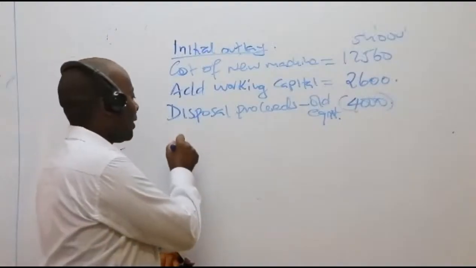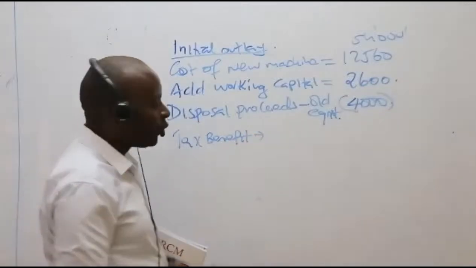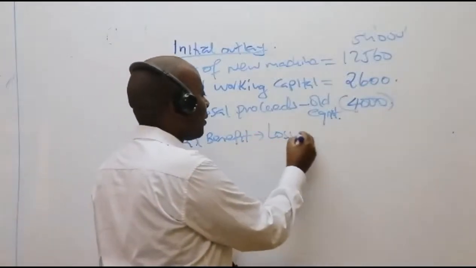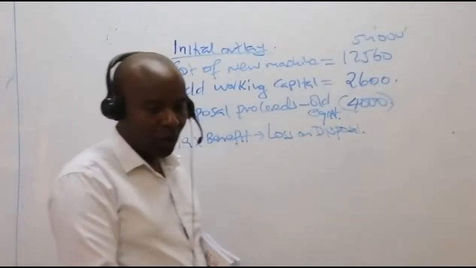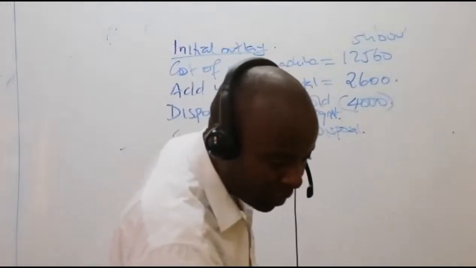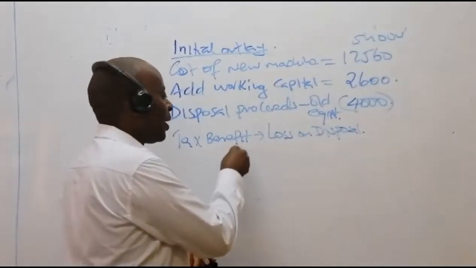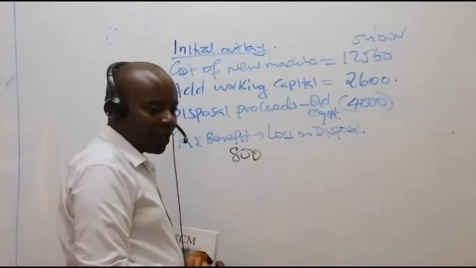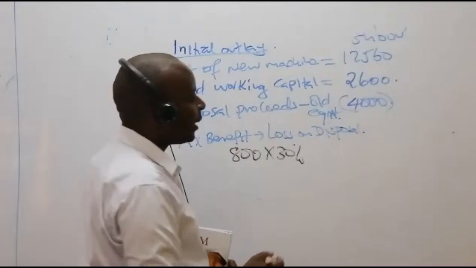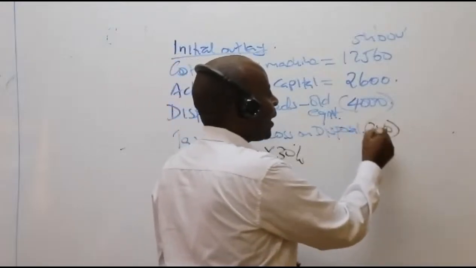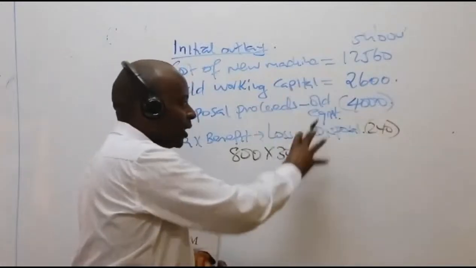The tax benefit arising out of what? Arising out of our loss on disposal. Remember, you were the ones who told me that our loss on disposal is 800. So 800 times what? Times 30%. So 800 times 30% gives us 240. Because it's a benefit, it has to be taken as a negative, because we are putting these figures in a cost statement.